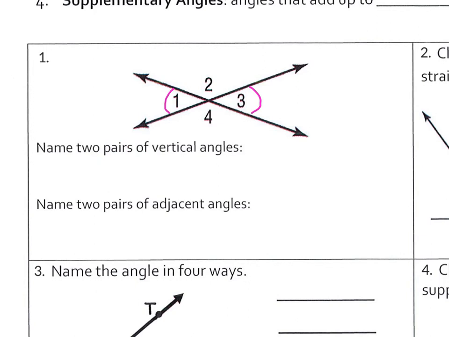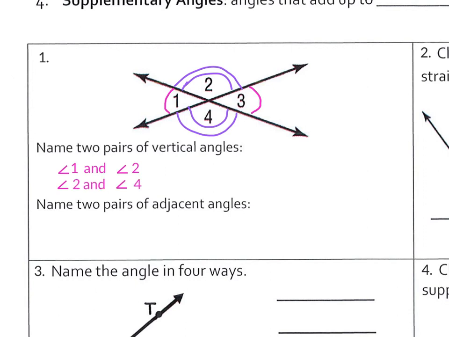We usually use arc marks to show this. So that's one of the pairs of vertical angles. Okay, so for another pair, if I look at the other angle I haven't used yet, it would be 2. And directly across from that would be angle 4. So angle 2 and angle 4 are vertical angles as well.